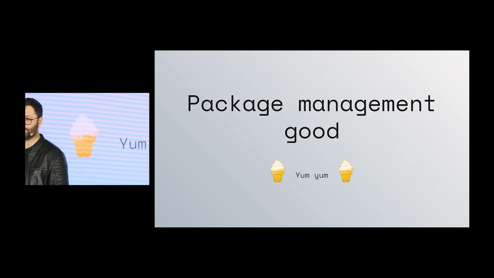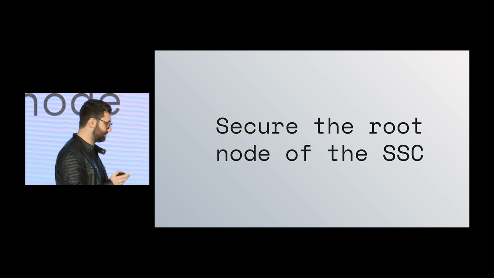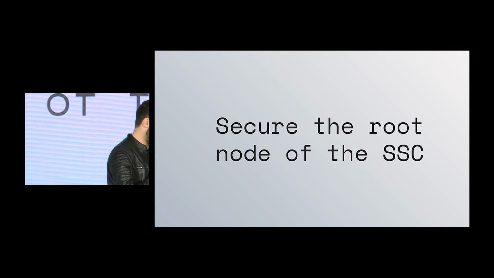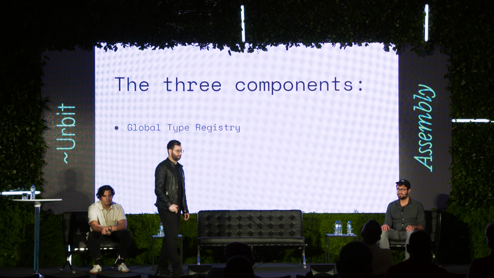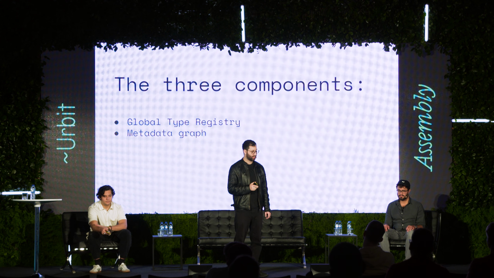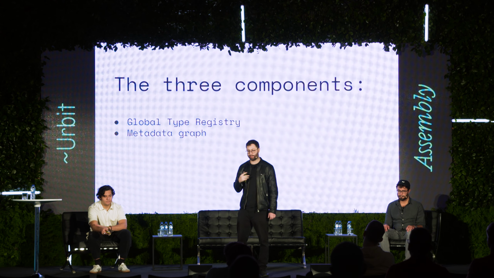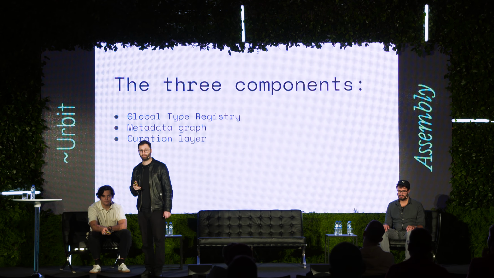So package management, good, yum yum, that's still a good thing to have. Package management allows you to do a lot of really solid things, but we can do all this while fixing some of those problems. The key thing is to secure the root node of the software supply chain. And so there are 3 components to our solution. One is a global type registry. 2, there's a metadata graph, or metadata layer of semantic context. And 3 is a curation layer.